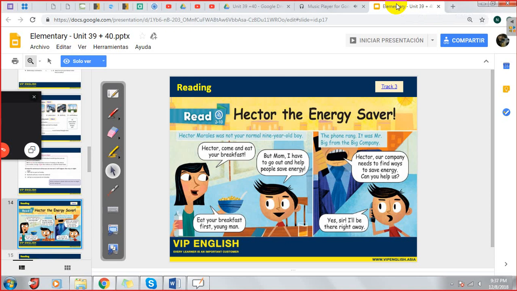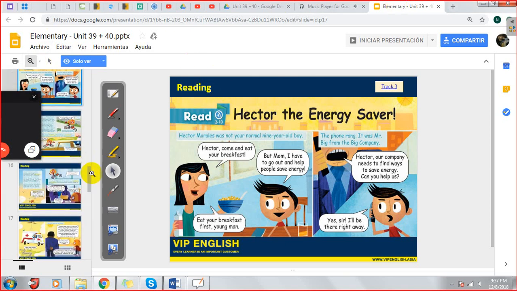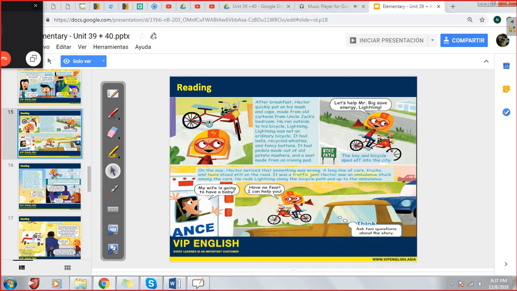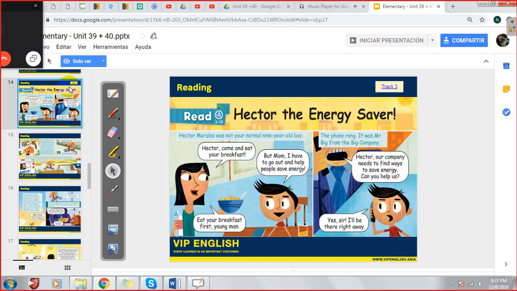On the way, Hector noticed that something was wrong. A long line of cars, trucks, and taxis stood still on the road. It was a traffic jam. Hector saw an ambulance stuck among the cars. He rode Lightning along the bicycle path and up to the ambulance. My wife is going to have a baby! Have no fear. I can help you. Hector pressed a button on Lightning. Bang! Wham! Lightning was now a helicopter.